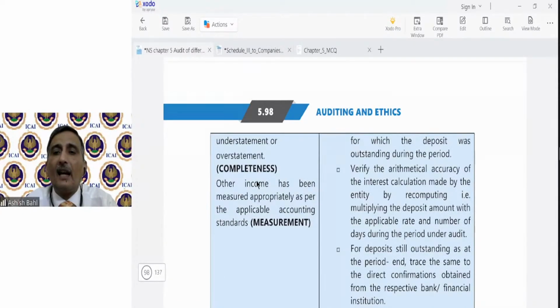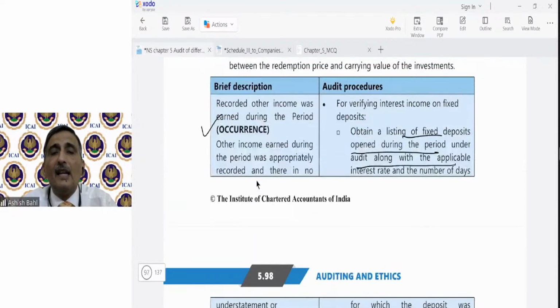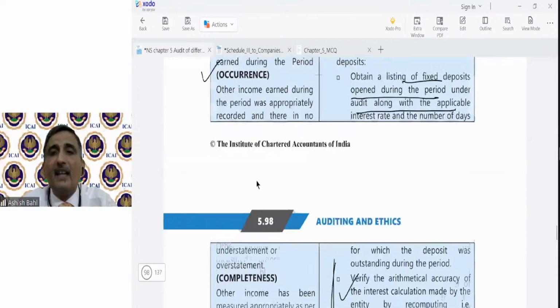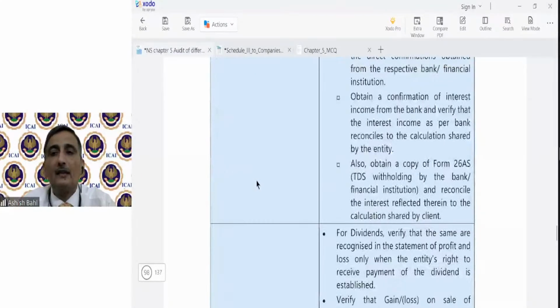verifying arithmetical accuracy of interest calculation. So this also helps to see that these incomes have not only occurred, but these are also complete, and these have been recorded accurately and classified in the proper head, or you can say that these have been properly measured. Okay, so usual stuff, students.